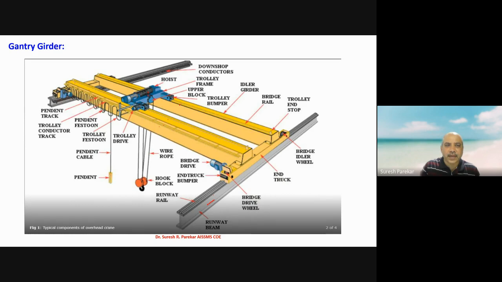We have one wheel under this crane girder, second under this, third under this, and fourth under this, and these four wheels are moving on this runway rail. This is the runway rail. So the load is transferred from this crab, and the weight is carried on this gantry girder.